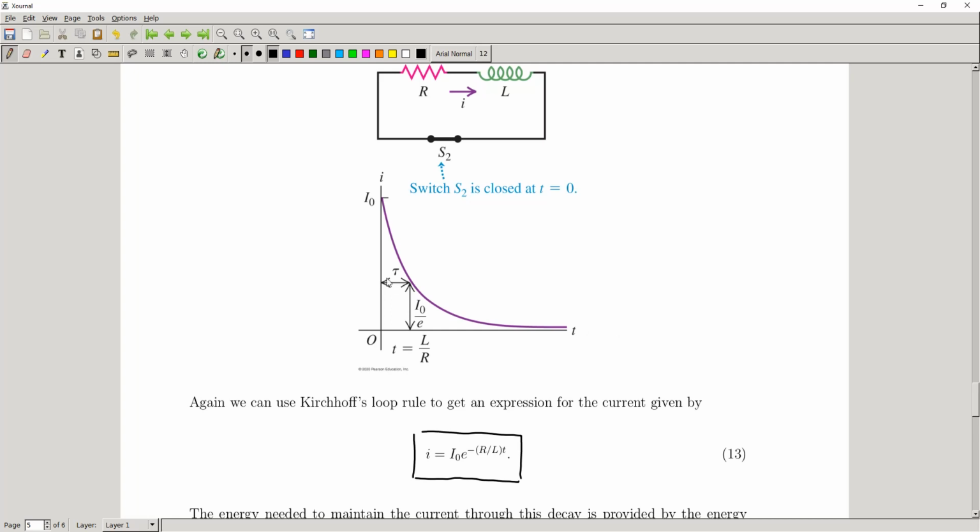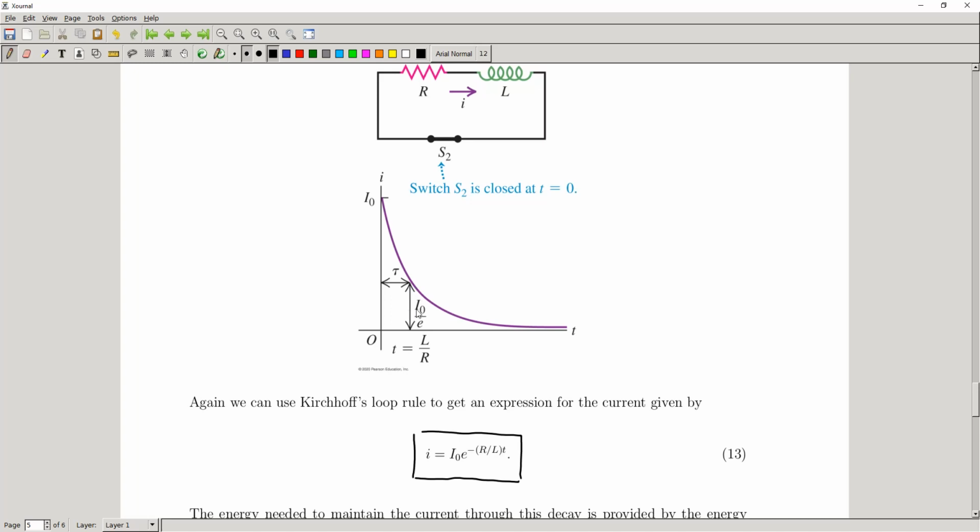Again, here our time constant plays a role. At a time t equals tau, or t equals L over R, we end up with this sort of an expression. This shape again is common for all of these inductors. It's just that the scale is going to change, and tau gives us a feel for what that scale is going to be, right?